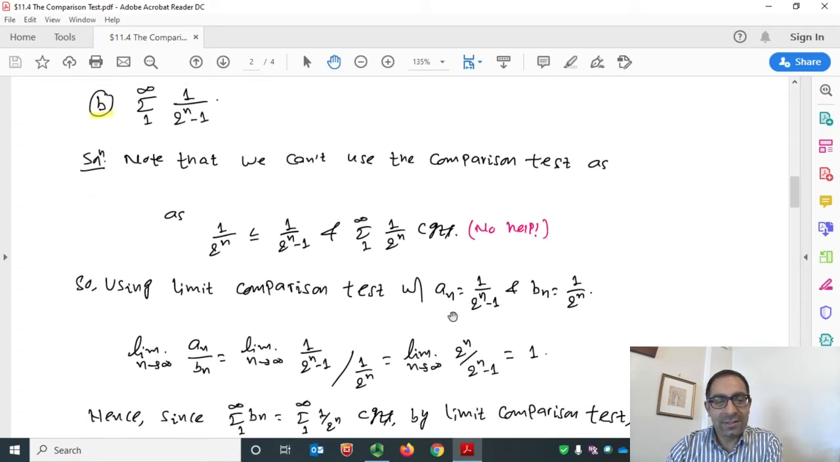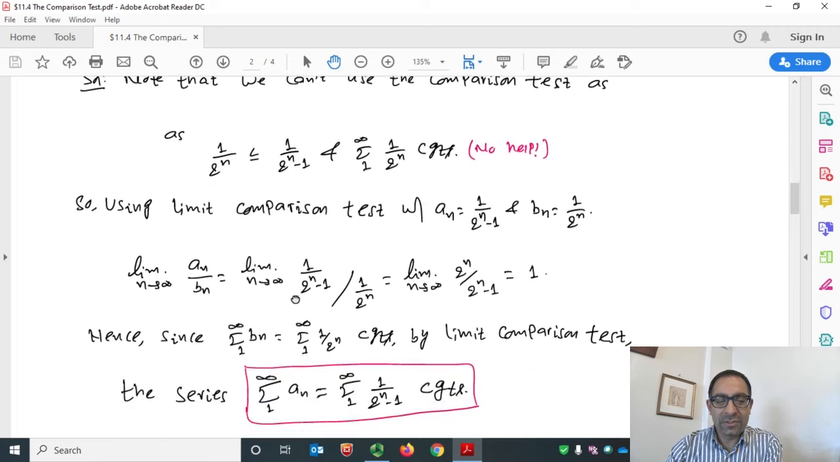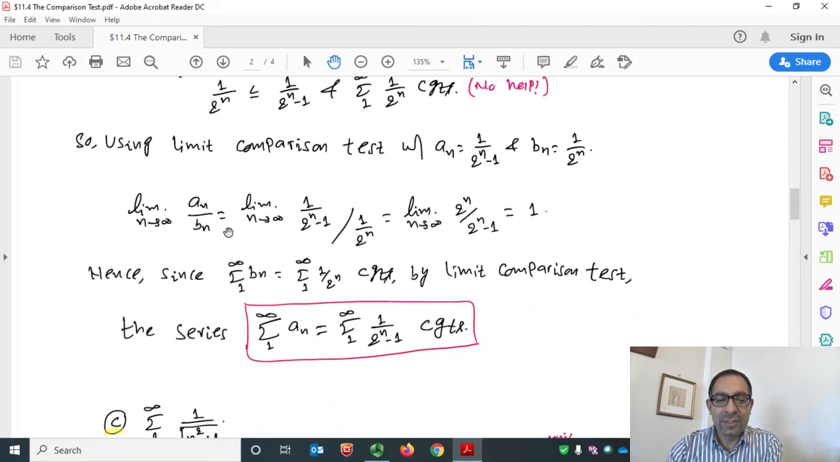So here An is 1 over 2^n minus 1, and let's say Bn is 1 over 2^n. Then let's look at the limit of this ratio. Limit as n goes to infinity of An over Bn equals limit as n goes to infinity of An, which is 1 over 2^n minus 1, divided by Bn, which is 1 over 2^n. Then you flip it, which is in the next step, and the limit as n goes to infinity of 2^n over 2^n minus 1 turns out to be 1.